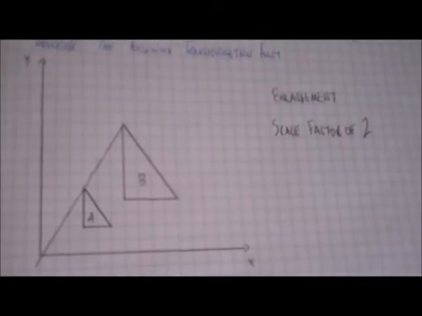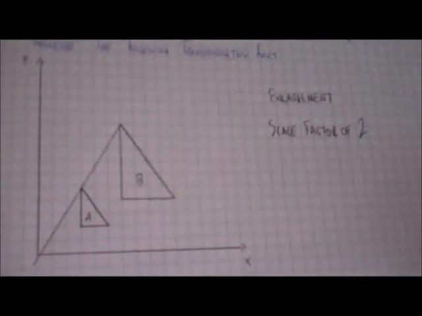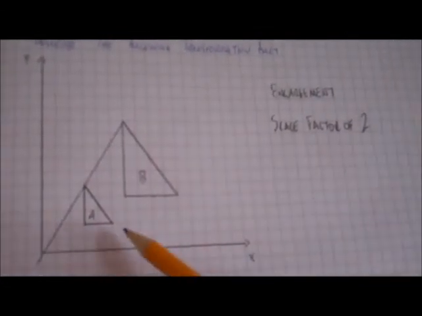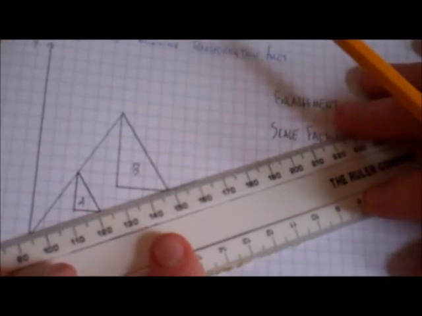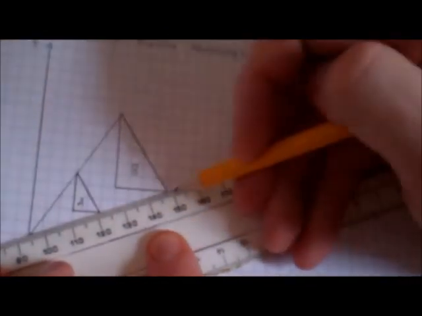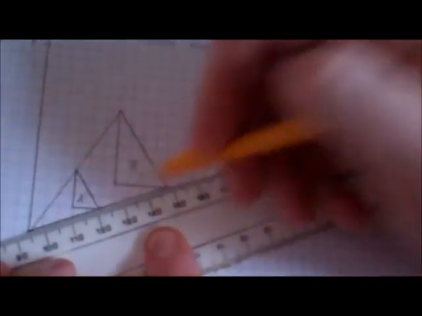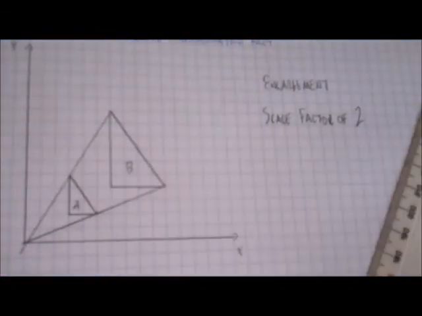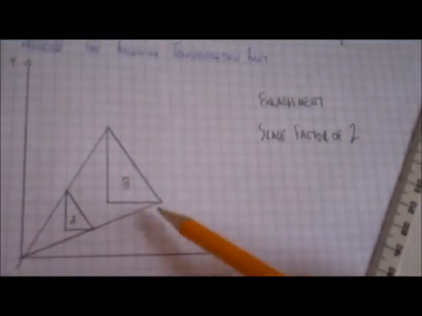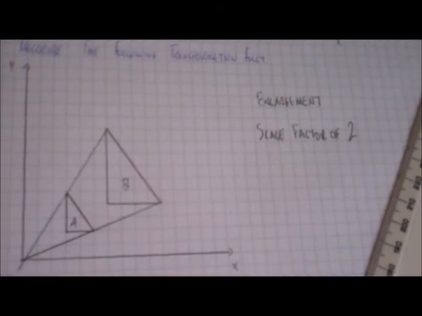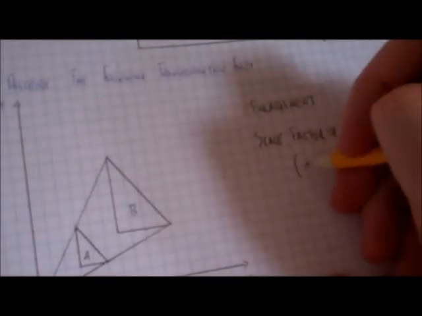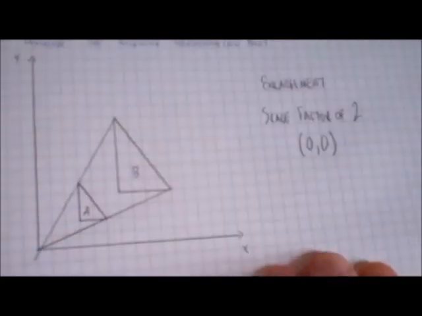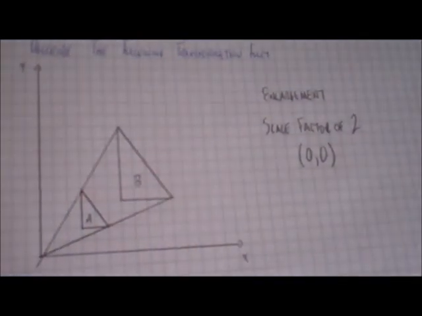Now, I'm also going to do that for another 2 corresponding points, and I'm going to pick the bottom right on both of them. Again, I'm very simply going to connect them with a line like that. Now what you can see is that the 2 lines that I've drawn both meet at the point 0, 0. So my centre of enlargement is the point 0, 0. And that's how I describe that transformation fully.